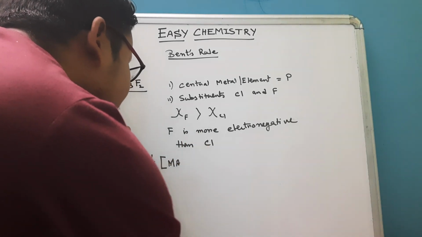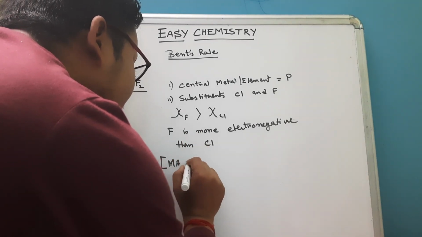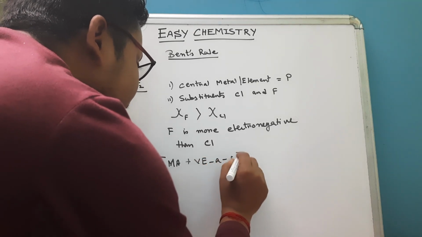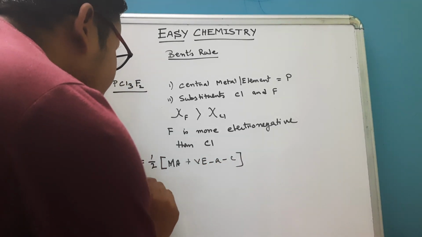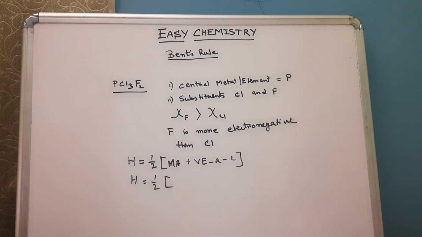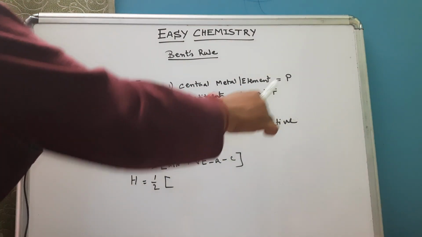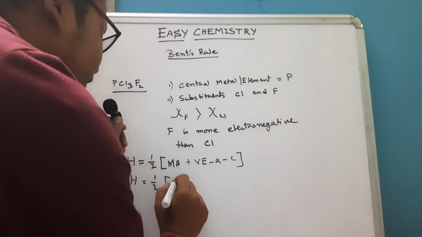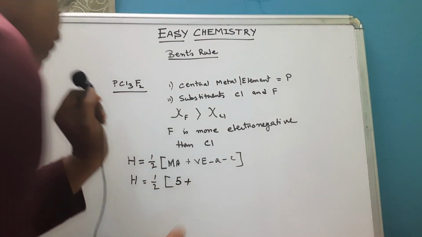So the rule is this: H equals half of the sum of the number of monovalent atoms plus the number of valence electrons minus anion plus cation. What is the number of monovalent atoms around phosphorus? Here both chlorine and fluorine are monovalent atoms. So the number of monovalent atoms is 3 plus 2, that is 5.